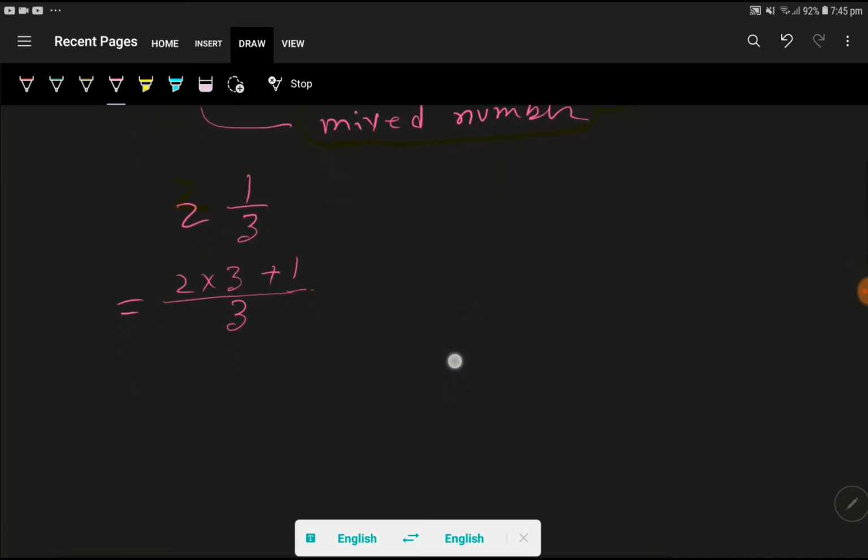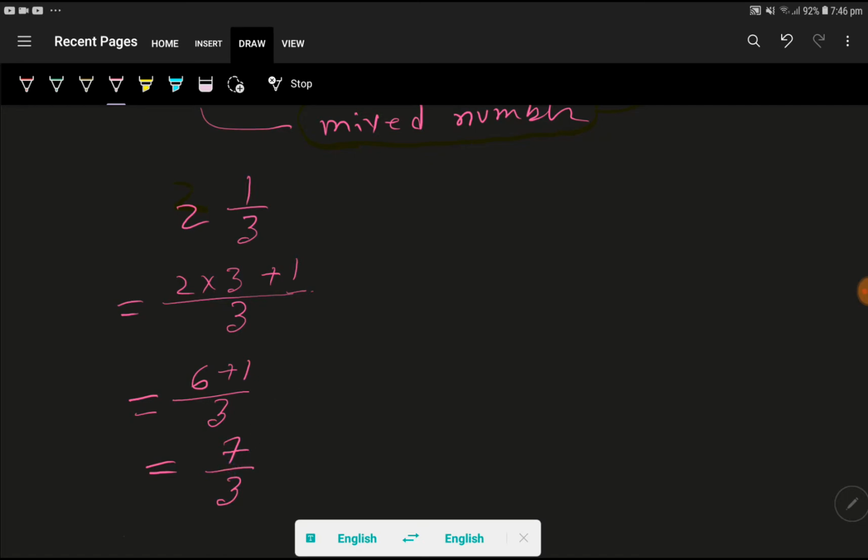Now we need to calculate 2 times 3, that gives me 6. Here we have 1, then we have 3 here. So we are getting here 7 over 3. So this is an improper fraction.